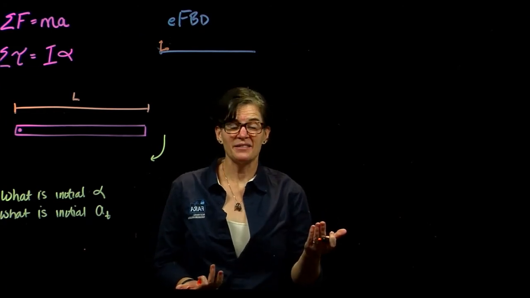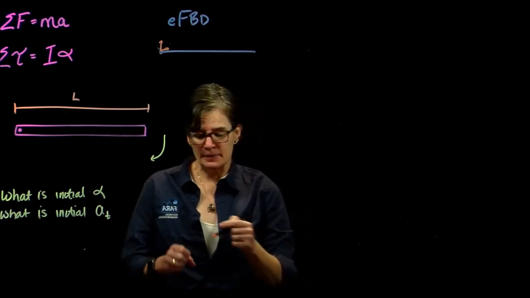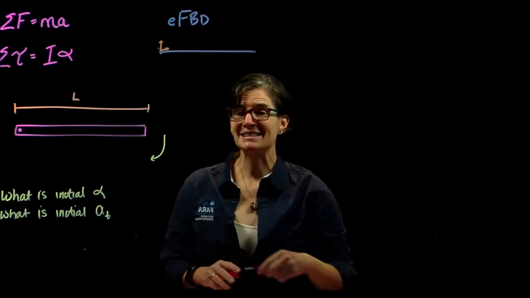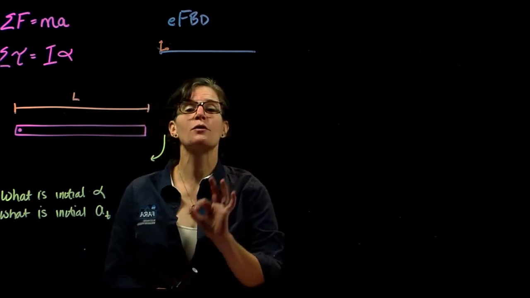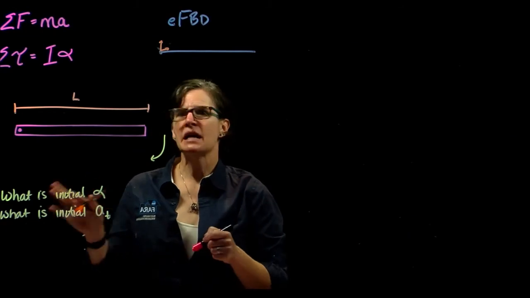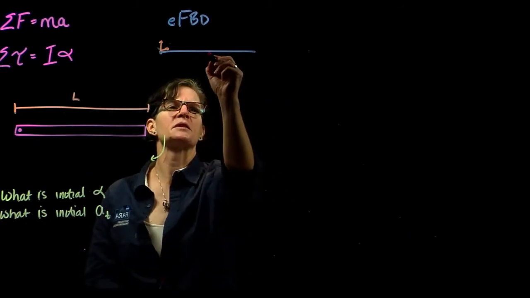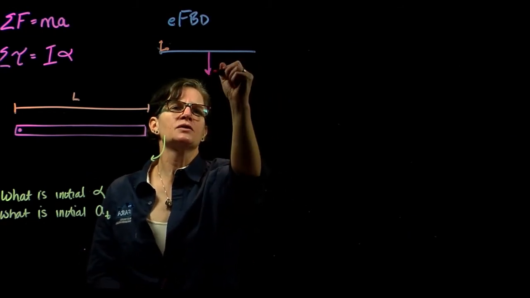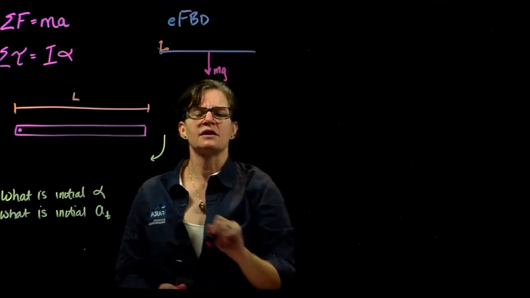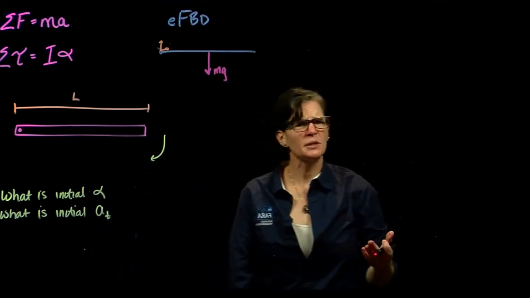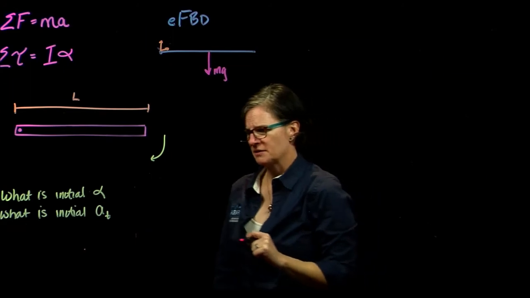Well, the force of gravity, it's a massed object. We know that the force of gravity acts at the geometric center for a uniformly distributed object, and we're told that this indeed is uniformly distributed. So here is our force of gravity. There's really no other forces acting on the object.